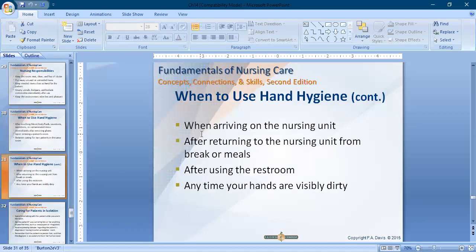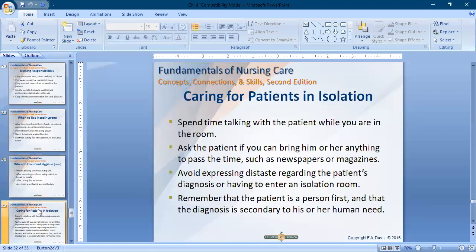Now go here, when to use hand hygiene. When arriving on the nursing unit, we have to wash our hands. After returning to the nursing unit from a break or meal, you have to wash. After using the restroom, you must wash your hands. Anytime your hands are visibly dirty or soiled, you have to wash.